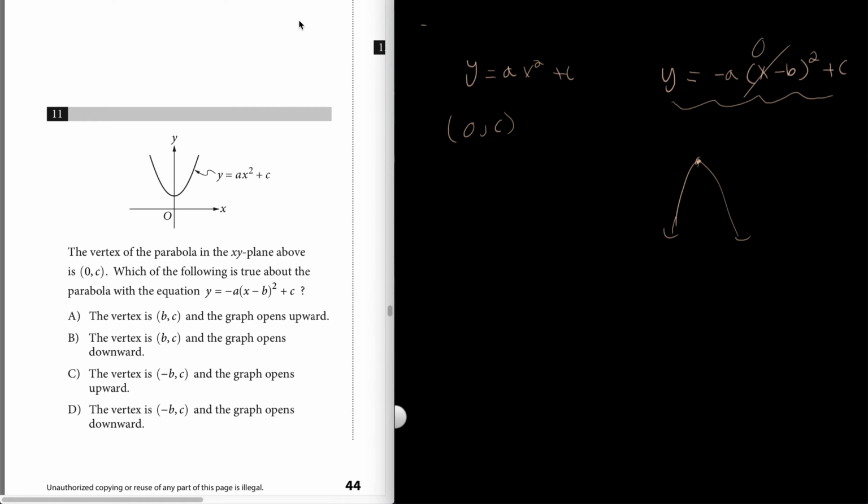Now, how do we make that 0? Well, we make that 0 by making x equal to b. So we know that the x-coordinate of our vertex should be b. So the answer is either A or B. Now, it seems like it tells us another thing. We already discussed that the graph opens downwards, right? So B tells us the vertex is (b, c), and the graph opens downward. So the answer is B.